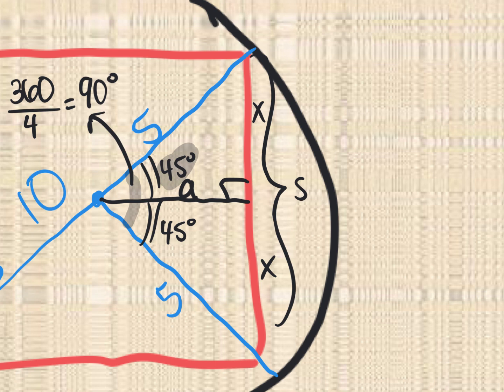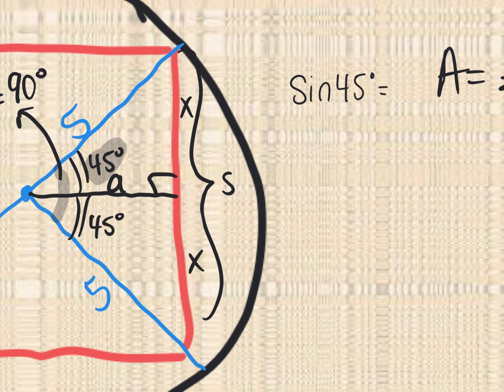Daniel? So we could use the sine of 45. What would that give me, Daniel? Opposite over hypotenuse. Okay, and what's the opposite? What's opposite the 45? X. X over, what's the hypotenuse? 5. So now we can absolutely solve for x. We would multiply both sides by 5. So 5 times the sine of 45 degrees equals x.